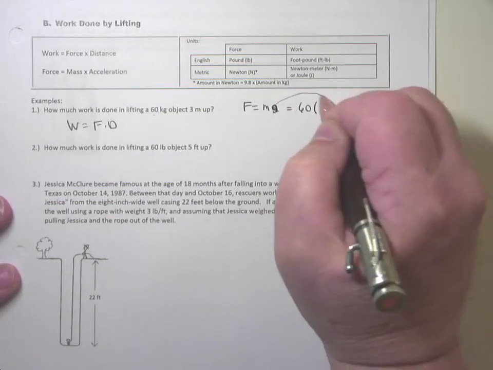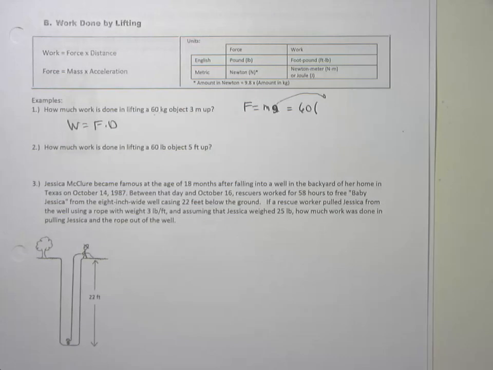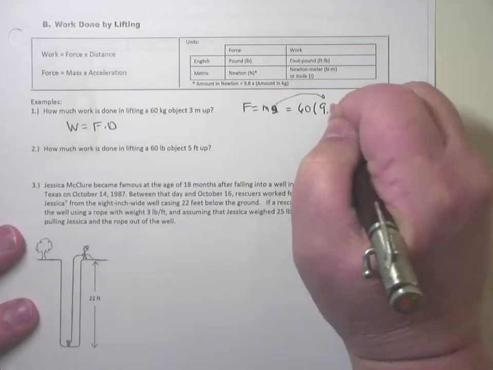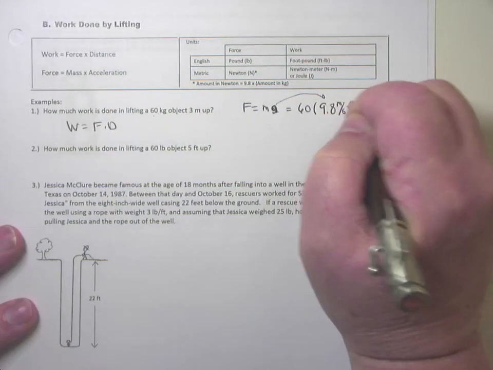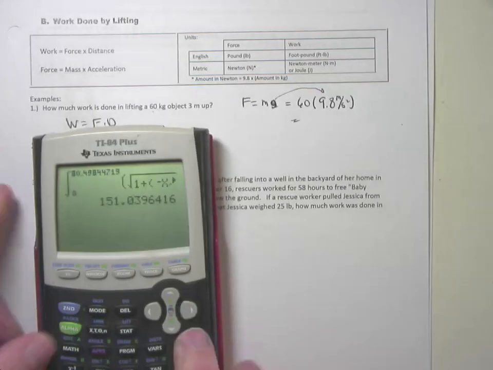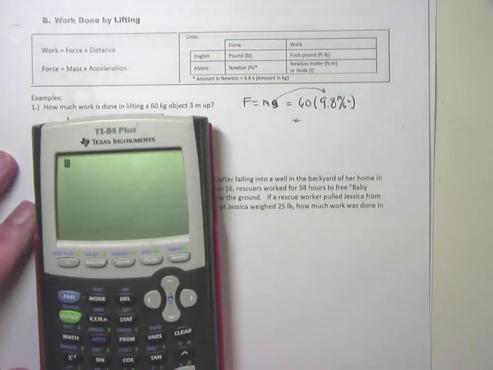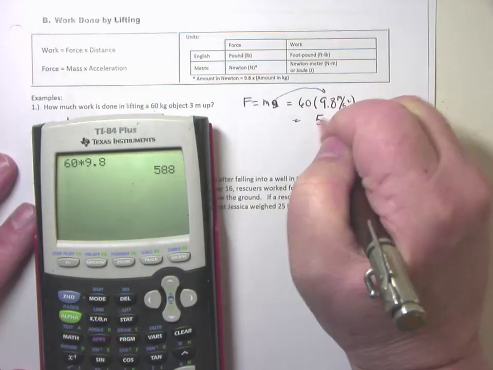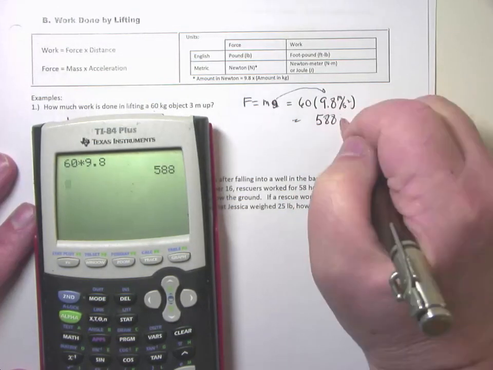What is acceleration in the metric system? A number you're supposed to know. What is acceleration due to gravity? What is it? Very good. Things you need to know: 9.8 meters per second squared. So when you grab your handy dandy calculator, you got 60 times 9.8, and that gives you 588, and that would be in Newtons.